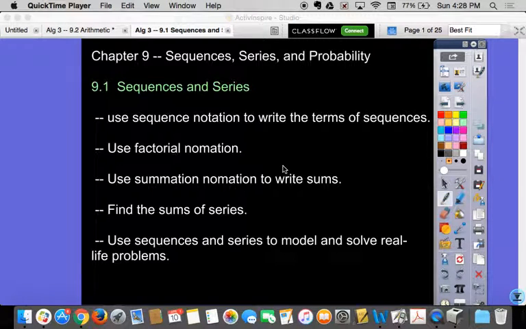Alright guys, this is the beginning of chapter 9. There are a lot of odd topics thrown together all at once in this one flip chart. We're going to try to blaze through it just so that you can see it. It is the introduction of sequences and series, factorial notation, summation notation, what a series is, and such.